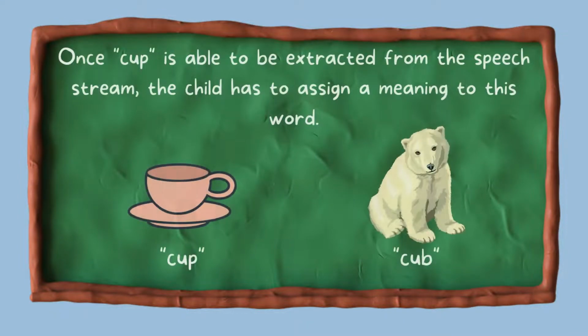Once "cup" is able to be extracted from the speech stream, the child has to assign a meaning to this word. Furthermore, the child has to be able to distinguish the sequence "cup" from "cup" in order to learn that these are two distinct words with different meanings. Finally, the child has to learn to produce these words. The acquisition of native language phonology begins in the womb and isn't completely adult-like until the teenage years.